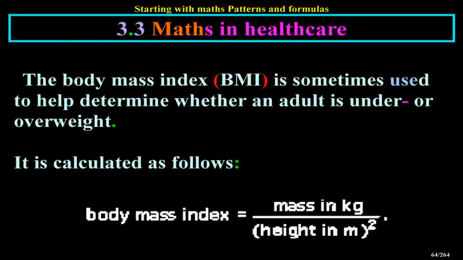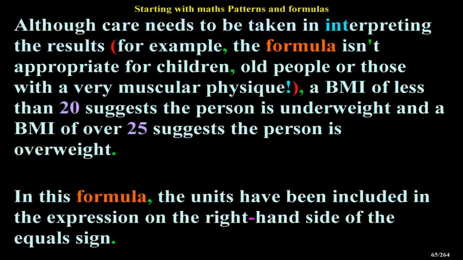3.3. Maths in healthcare. The body mass index, BMI, is sometimes used to help determine whether an adult is under or overweight. It is calculated as follows. Although care needs to be taken in interpreting the results, for example, the formula isn't appropriate for children, old people or those with a very muscular physique. A BMI of less than 20 suggests the person is underweight and a BMI of over 25 suggests the person is overweight. In this formula, the units have been included in the expression on the right-hand side of the equals sign.